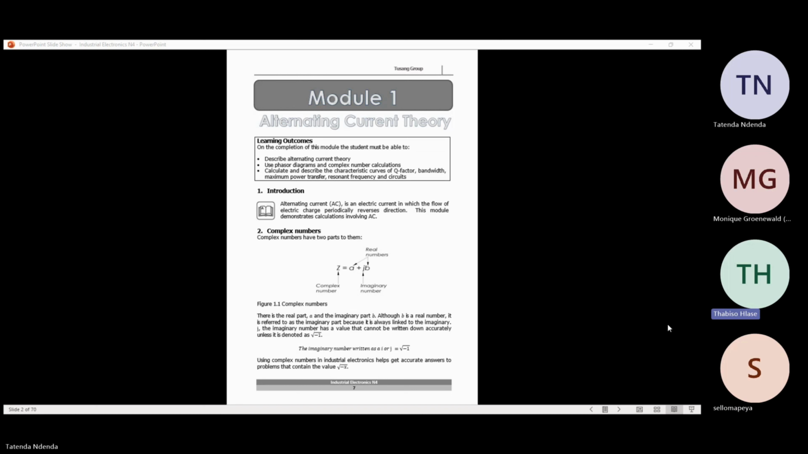So as he was explaining, let me start there. Alternating current is an electric current which flows when electrons change periodically. In simple terms, we can say the current flows like rotational. Like there's positive and negative.